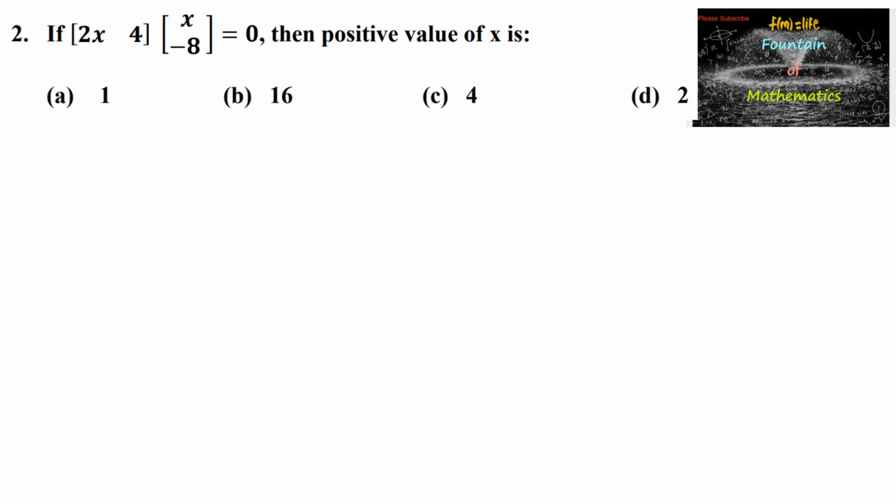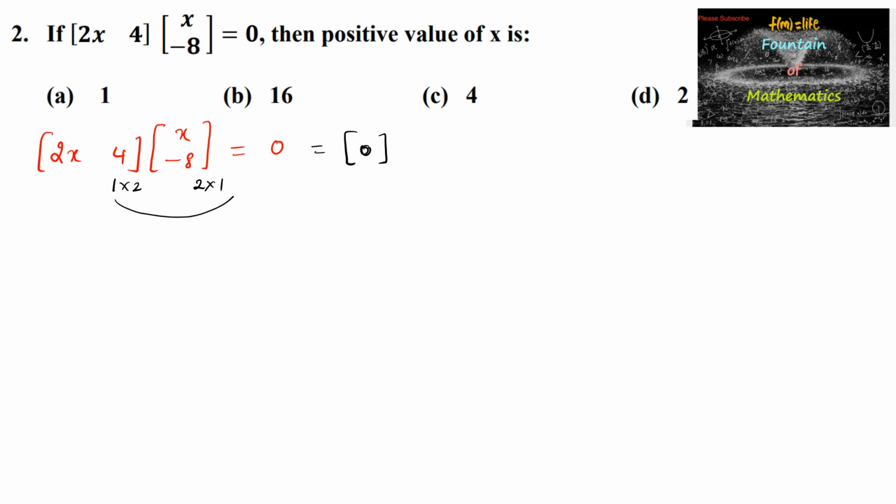If a row matrix [2x 4] and column matrix [x, -8], their product is 0, then the positive value of x is? It's given [2x 4] multiplied with [x, -8] is equal to the 0 matrix. So here we can see the order, 1 row 2 columns, and here 2 rows and 1 column. So we will be getting a matrix of order 1 by 1. So we can write this 1 by 1 matrix as the 0 matrix with 0 element.